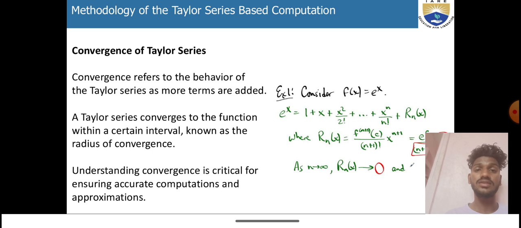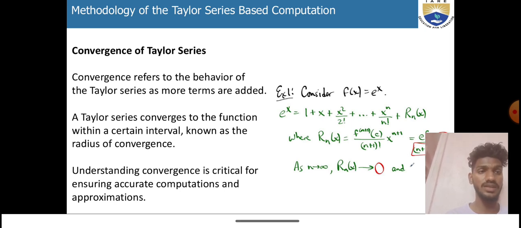Convergence of Taylor series. How does a Taylor series converge? Convergence refers to the behavior of the Taylor series as terms are added. A Taylor series converges to a function within a certain interval, known as the radius of convergence.